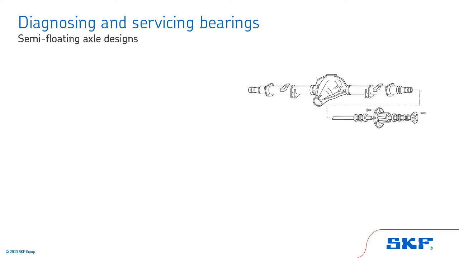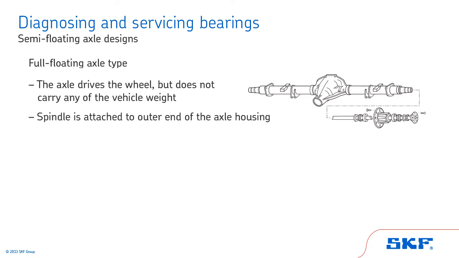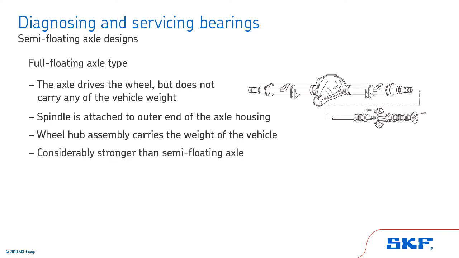The other common axle type is the full floating axle, where the axle drives the wheel but does not carry any of the vehicle weight. The spindle is attached to the outer end of the axle housing. A wheel hub is mounted on this spindle and rides on tapered roller bearings. The wheel hub assembly carries the weight of the vehicle. A full floating axle assembly is considerably stronger than an equivalent-sized semi-floating axle.